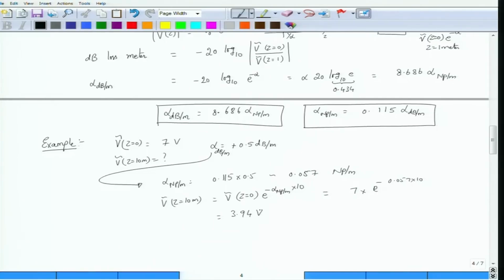So you can see that the voltage at z equal to 10 meters has actually dropped from a value of 7 to 3.94 volts. From 7 to 3.94 volts, it would continue to drop if the transmission line is actually extended beyond 10 meters.